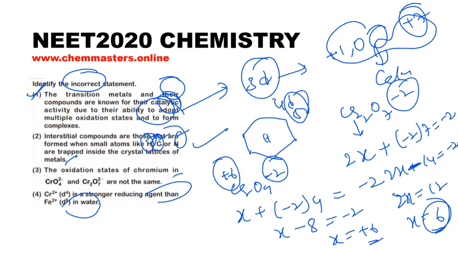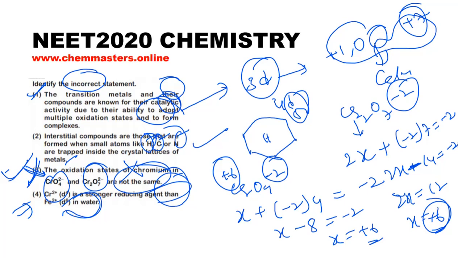That means in both of the oxides, chromium is in the plus 6 oxidation state only, but the statement says the oxidation states are not the same. That's why the third statement is the wrong statement, and that is our answer. Okay, now the fourth statement, chromium plus 2 is a stronger reducing agent than iron plus 2. Is it correct or wrong?